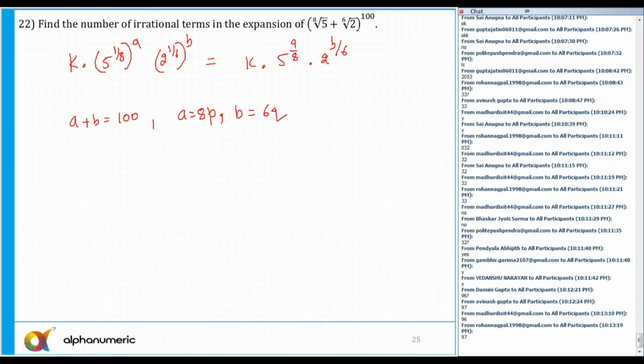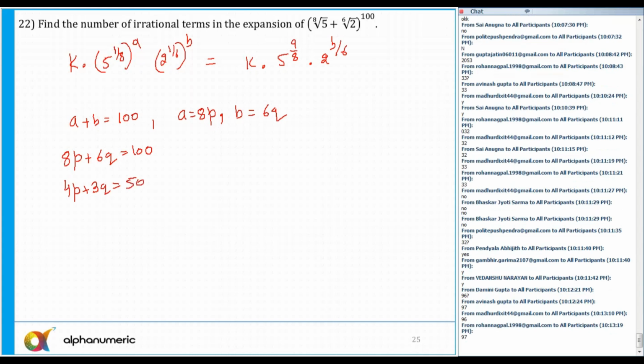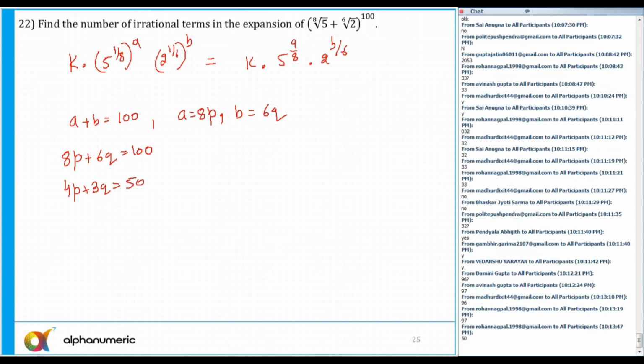So I can write down here a is a multiple of 8, so let's say 8p. b is a multiple of 6, so 6q, and it is equal to 100. So divide by 2, I'll get 4p plus 3q, which is equal to nothing but how much? 50. So find out the integral solutions. I think the maximum possible value of p is 11. Start with q, or start with p.